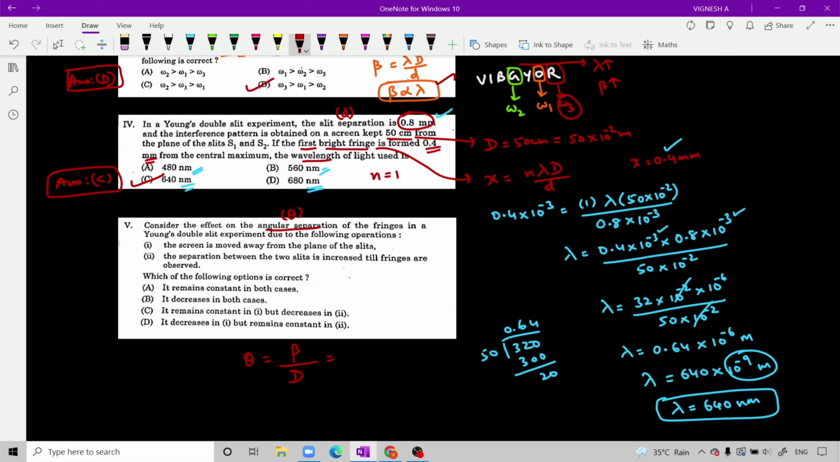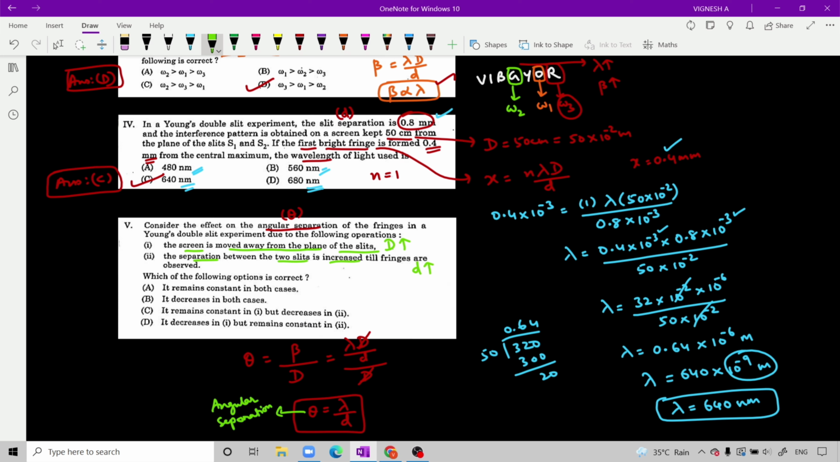So the value of beta is lambda capital D by small d, which we know. We already took this in question number 3 of this case study. Divided by capital D. So capital D cancels out and the value of theta is lambda by small d. This is the angular separation, where this theta is called the angular separation. Okay, that is great. Now coming to the point. First, the screen is moved away from the plane of the slits. If the screen is moved far away, capital D increases. Second, the separation between the two slits, small d, is increased till the fringes are observed.